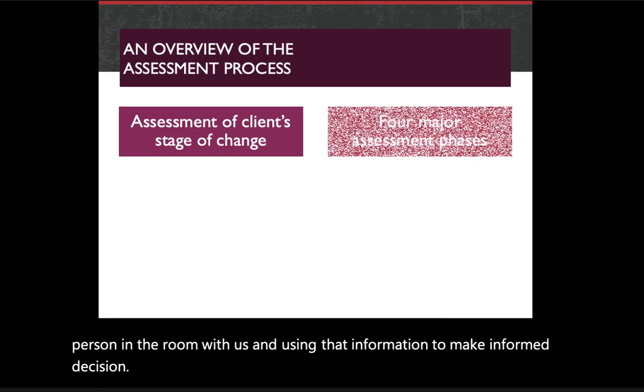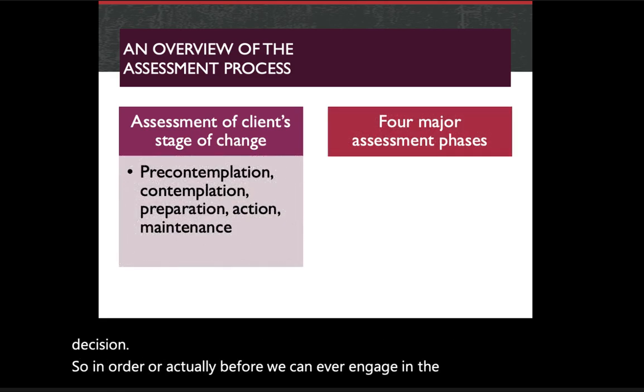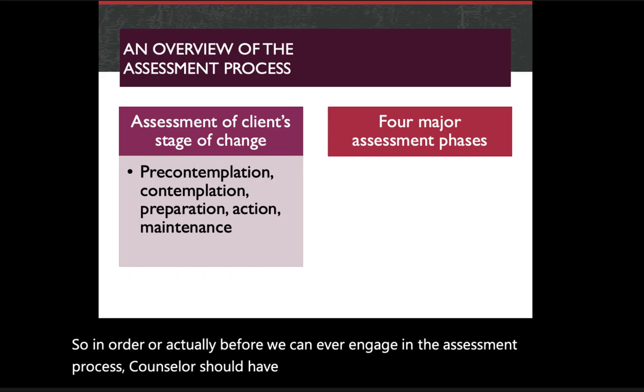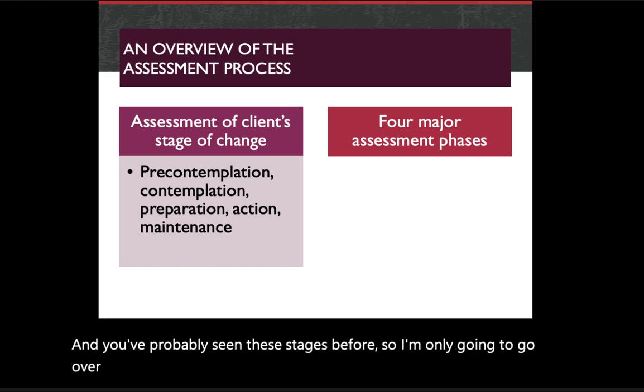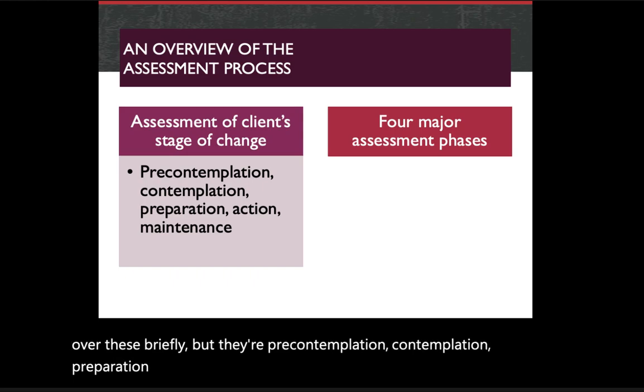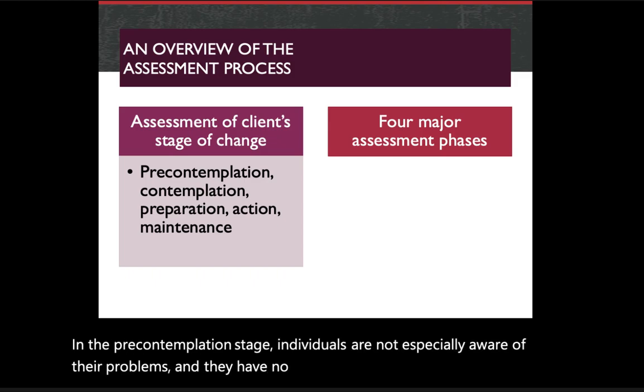Before we can ever engage in the assessment process, counselors should evaluate the stage of change that the client's in. You've probably seen these stages before, so I'm only going to go over them briefly: pre-contemplation, contemplation, preparation, action, and maintenance. In the pre-contemplation stage, individuals are not especially aware of their problems and they have no plan to change their behavior in the foreseeable future.